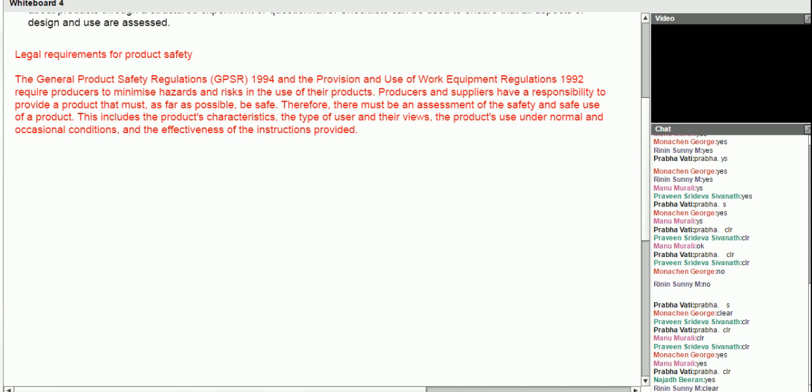Now you have seen that with every product you will be given a user manual in which the instructions are also mentioned, the do's and don'ts with the product. Actually, all those guidelines are set by GPSR. Clear?